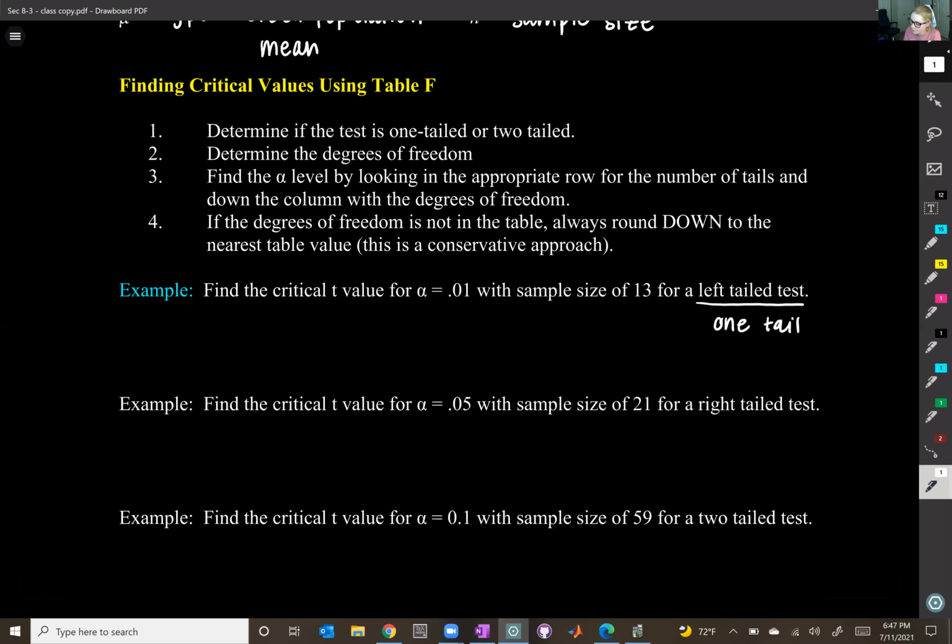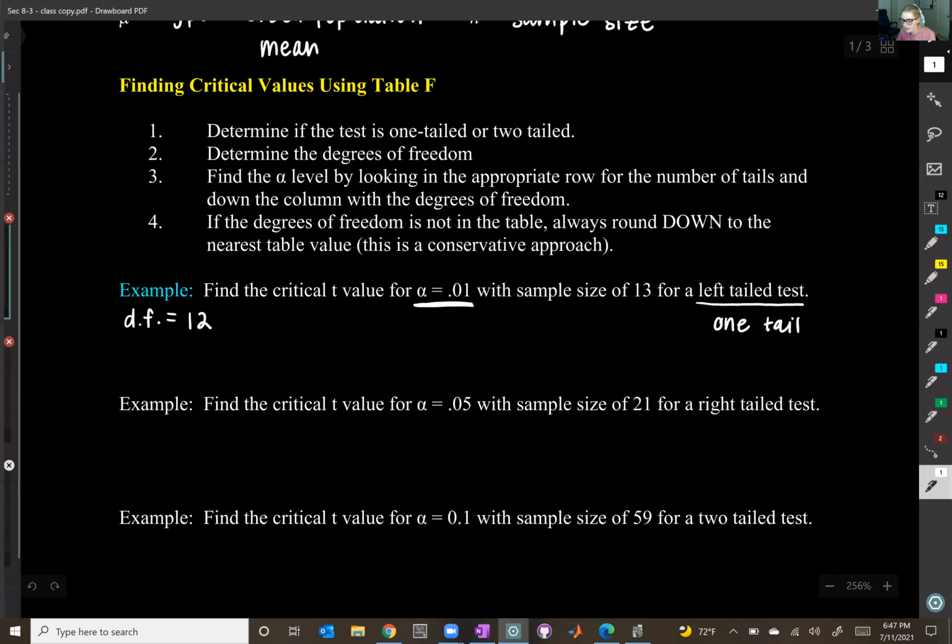And then our degrees of freedom are going to be the sample size minus 1. So 13 minus 1 gives us 12. All right, so now we have those two pieces, and then it says to use our chart and to find the alpha level, which our alpha level is 0.01 here. So we're basically just going to take these three components and find what lines up with them. So I'll show you what I mean. So let me open my chart here.